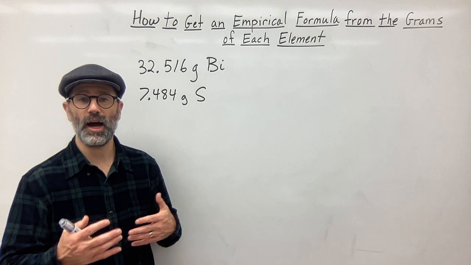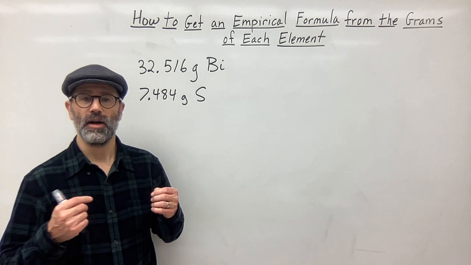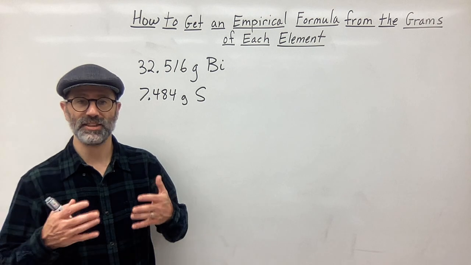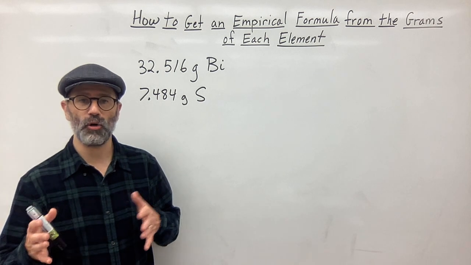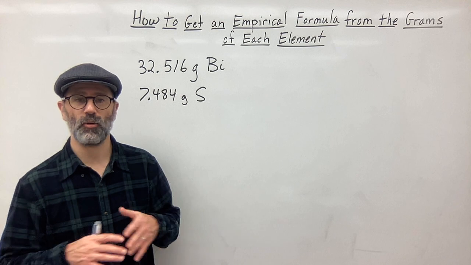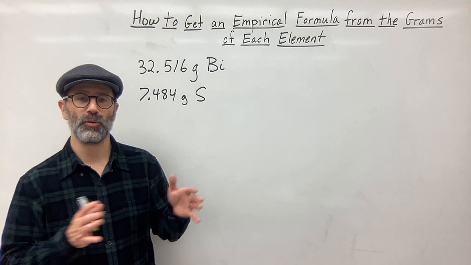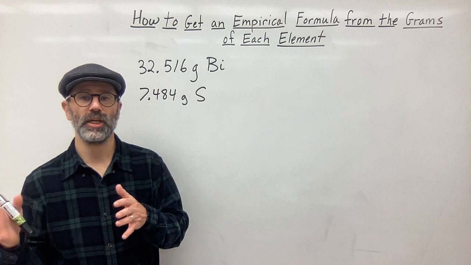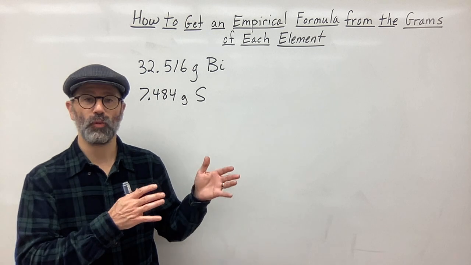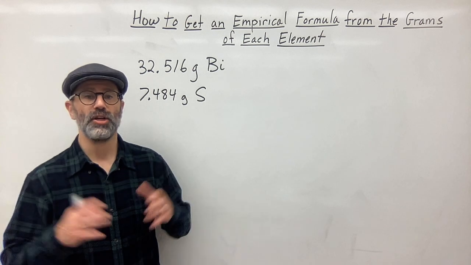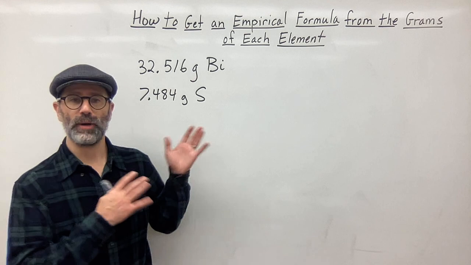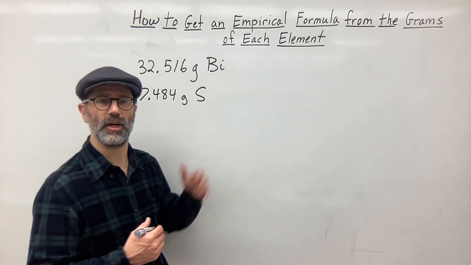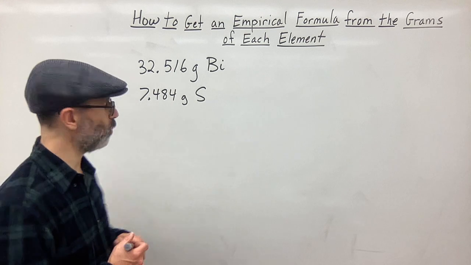So you still go on to make your empirical formula by getting the moles. That's the goal, because the empirical formula, or any molecular formula, is going to have a mole ratio of moles of one thing to moles of another. So we've got to get to moles. Here we start with grams, so we've eliminated a step. Let's go ahead and convert the grams of each of these to moles.